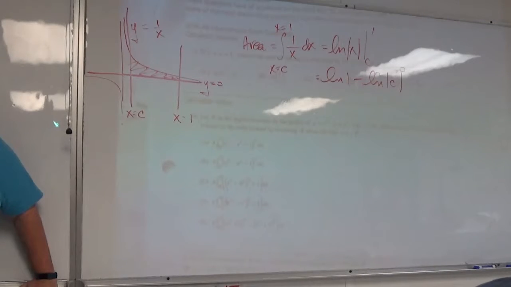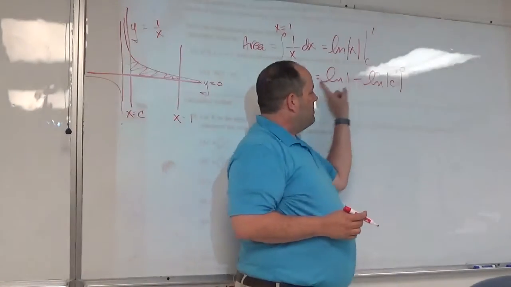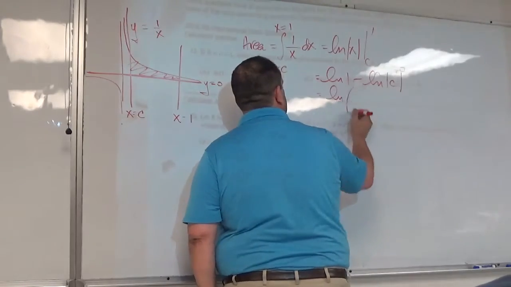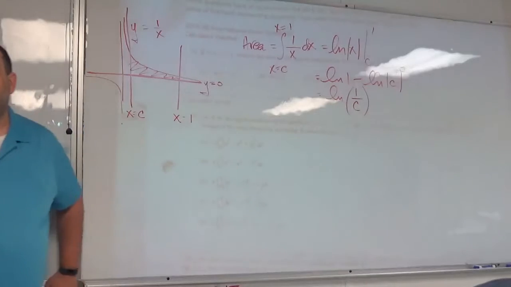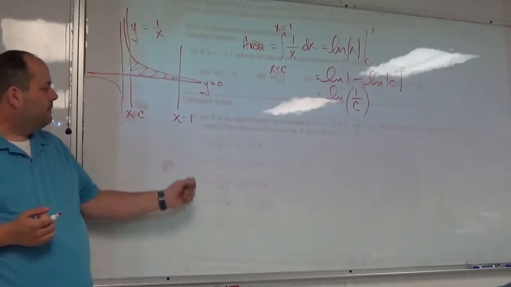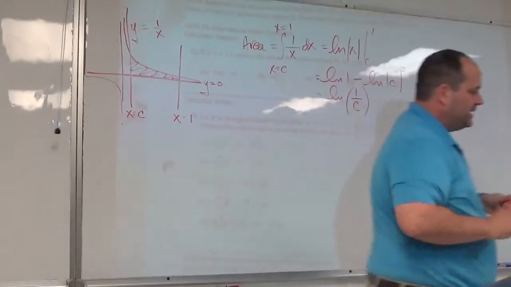Daisy, do you see it? Since they're both natural logs and you're subtracting, that means this is divided. This is the same thing as the natural log of 1 divided by c. It's one of those log properties from Algebra 2 that comes up every now and again. Okay, so my bad there, but it's been fixed.